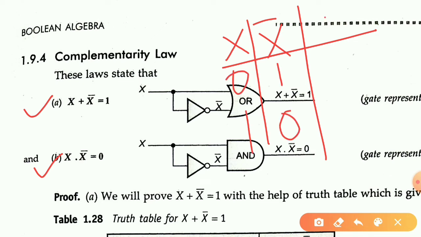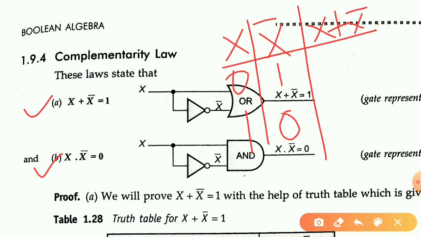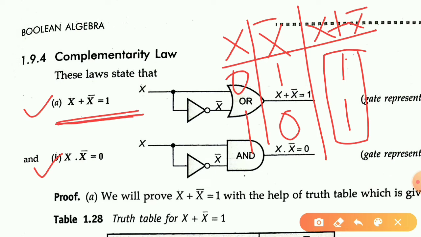You have to find x plus x bar first. I am finding x plus x bar. So x plus x bar will be 0 plus 1, which is 1, and 1 plus 0, which is 1. So you can see the output is always 1. So this indicates the first law.